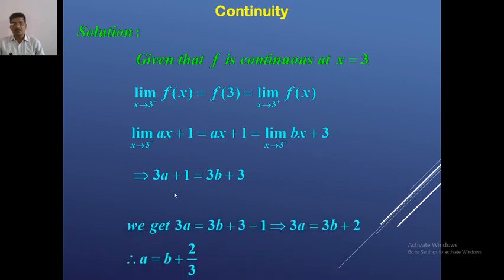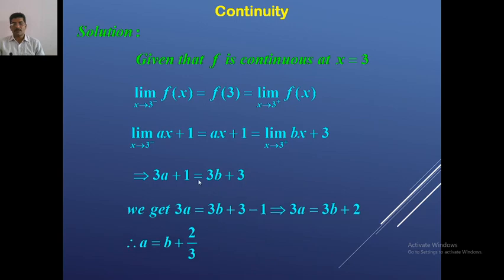Simplifying, we get 3a is equal to 3b plus 3 minus 1. It implies 3a is equal to 3b plus 2, or a is equal to b plus 2 divided by 3. It is the relation between a and b.